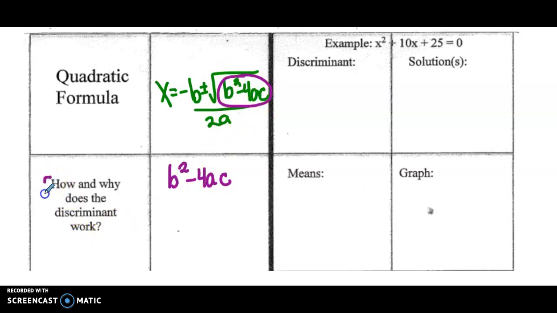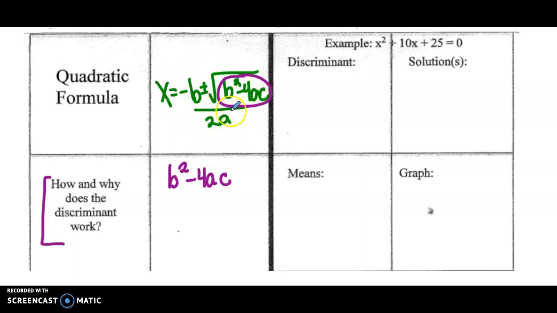So the question is, how and why does the discriminant work? Why can it tell us what type of solutions I have? So think about this. This portion right here is always going to be rational, right? So if that's always going to be rational and I get 0 under here, I can only add or subtract one number. So I can only get one real solution.